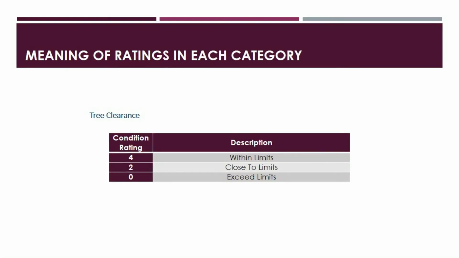So now let us go over the different categories that make up the health index of the distribution right-of-ways. Let us first start with tree clearance. With all the categories for right-of-ways, we actually only have 3 ratings, which are 4, 2, and 0. For a rating of 4, it means that the horizontal and vertical clearances of the trees are within limits. For a rating of 2, it means the horizontal or vertical clearance are close to the recommended limits. And for a rating of 0, it means that the clearances horizontally and/or vertically are deemed unacceptable for this right-of-way.